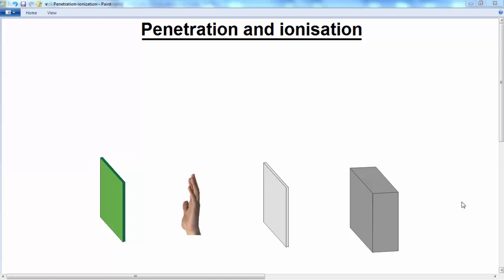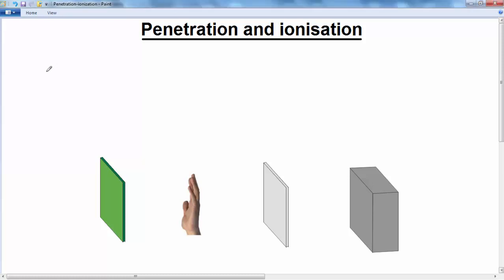In this lesson we're going to look at the penetrating and ionisation power of radioactive emissions. Before we do that, let's just remind ourselves of the characteristics of the three types of radioactive emission that we've seen in the previous lessons.